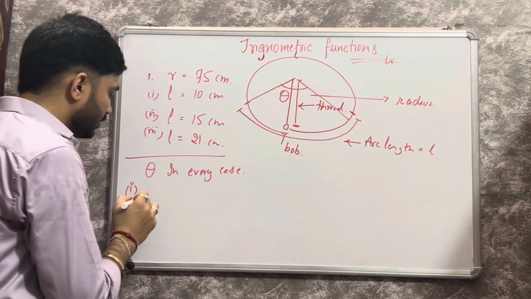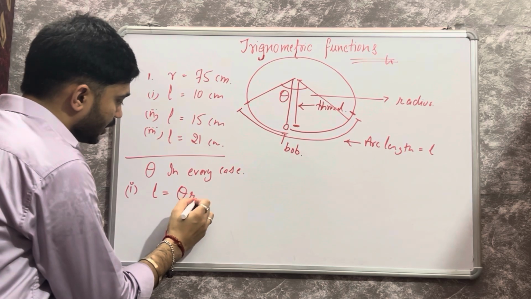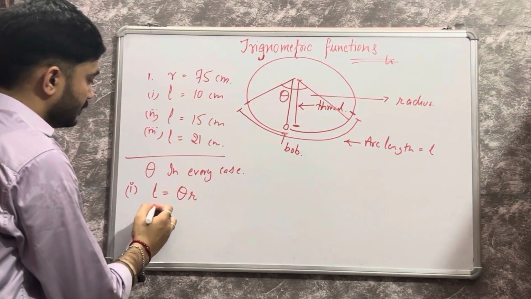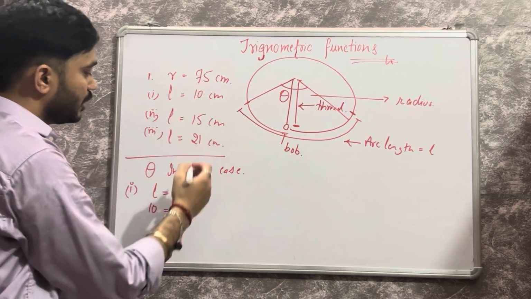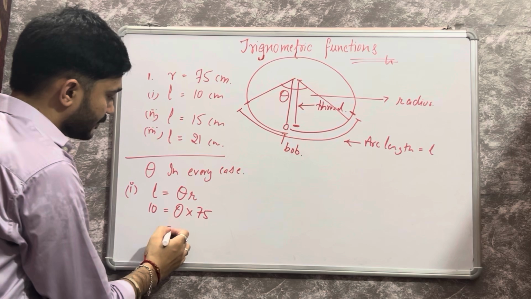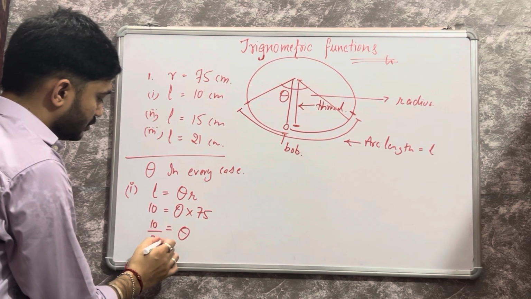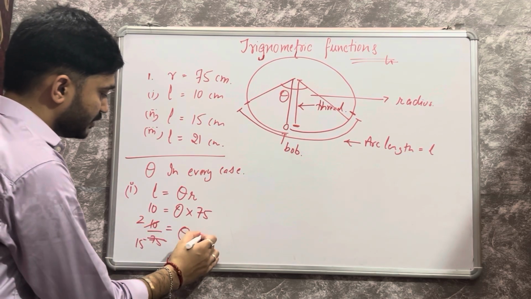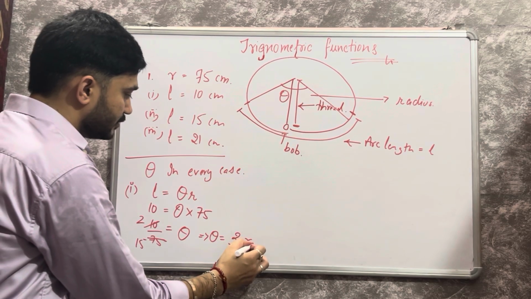So the first part will be, since we know the formula, L is equal to theta R. What is the value of L in first case? 10. What is the value of theta? We are going to find out. What is the value of R? 75. Dividing 75 on the other side, 5 twos are 10, 5 fifteens are 75. So the theta will be 2 upon 15 radians.